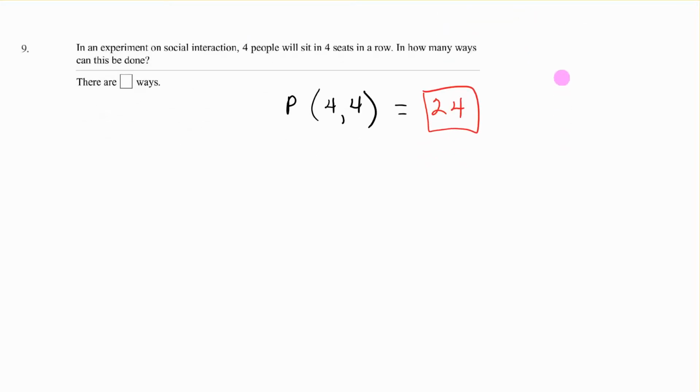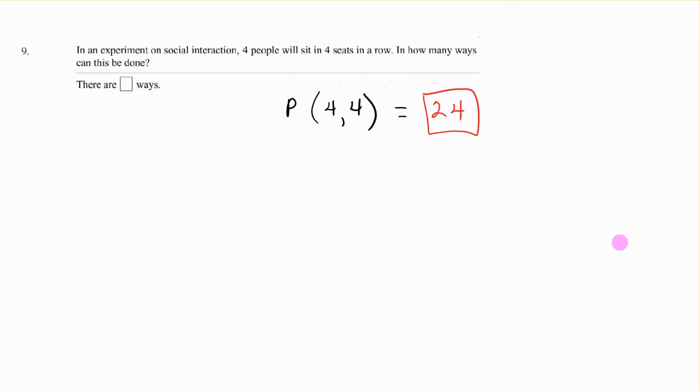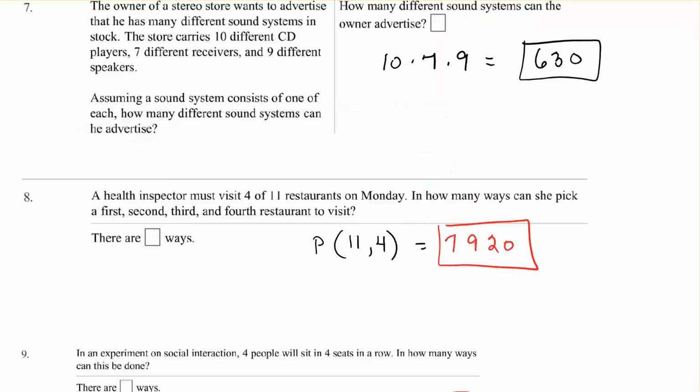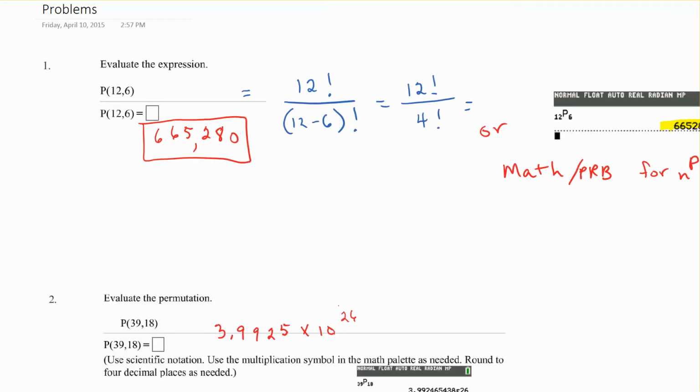In an experiment on social interaction, 4 people will sit in 4 seats in a row. In how many ways can this be done? So 4 people taken 4 at a time. Permutation 24. So I think that just gives us a little taste of permutations, and we can use our calculator or we can do it by hand. So I think that will get you going on 8-1.